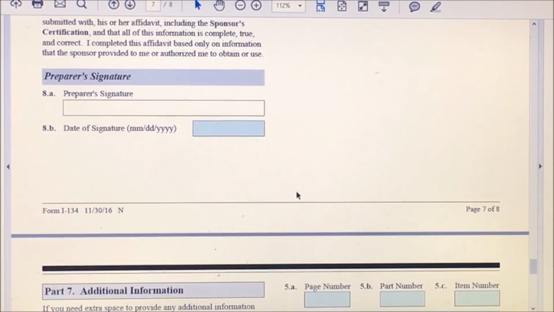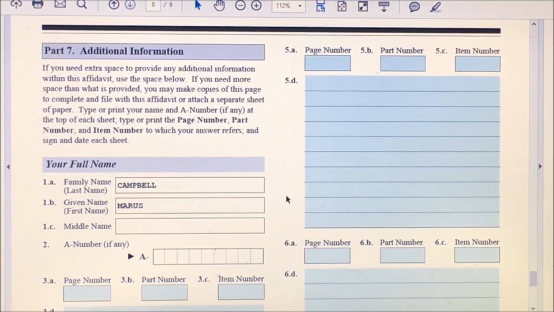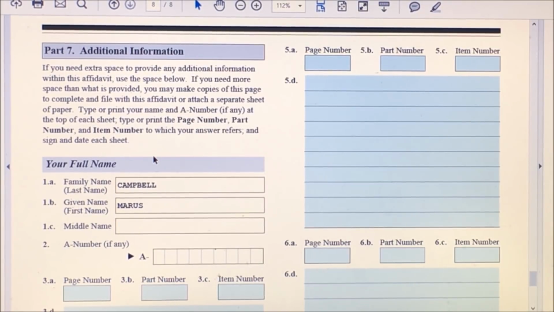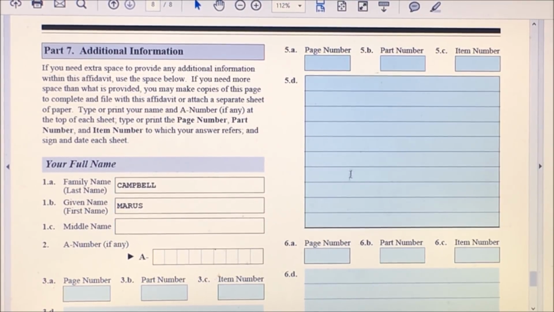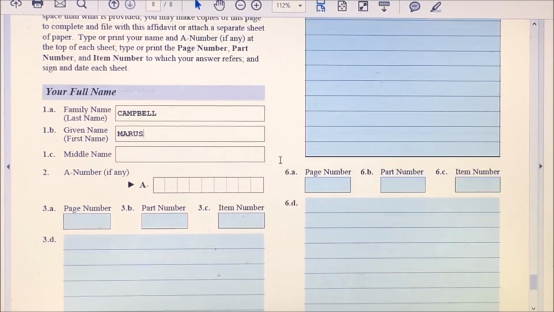And then signature. Okay, part 7. So this one, if you need to provide any additional information due to lack of space in the previous answers, you can provide them here. Okay, make sure to write the page number, part number, and item number for each information you provide. Okay, and then in here, your full name, last name of the petitioner, and then given name of the petitioner.